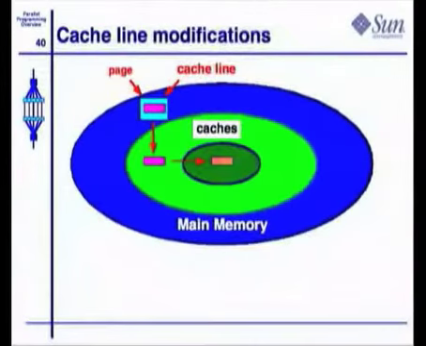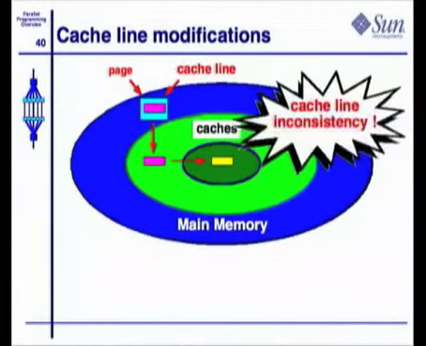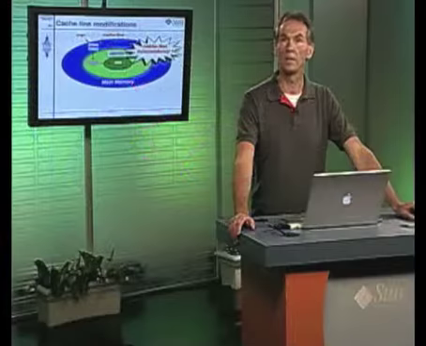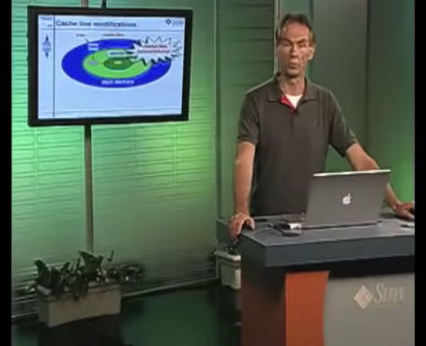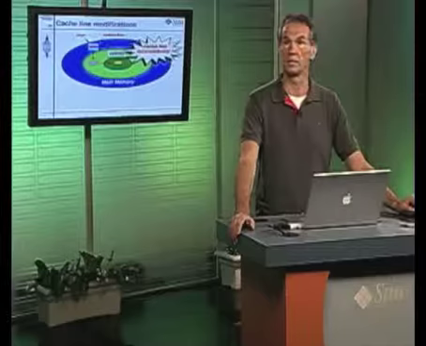But what if the CPU makes a change to that cache line? If it modifies an element in that cache line, now I have one different cache line compared to the other two. In other words, I have a cache line inconsistency. And if another core or CPU is interested in my data, I need to make sure it gets the yellow line, not one of the pink copies, because that is stale data.